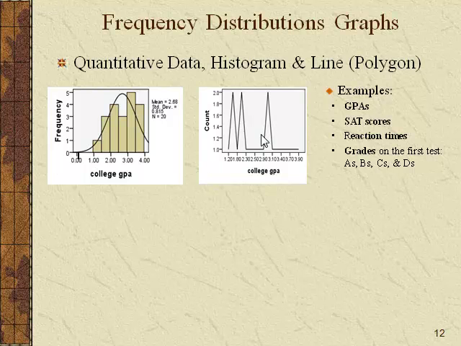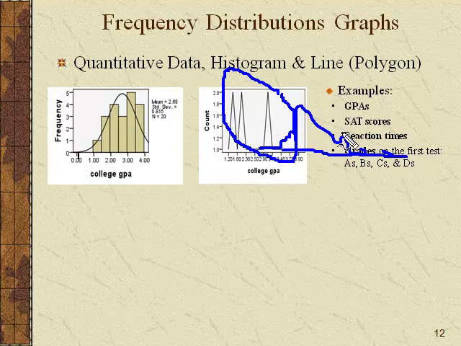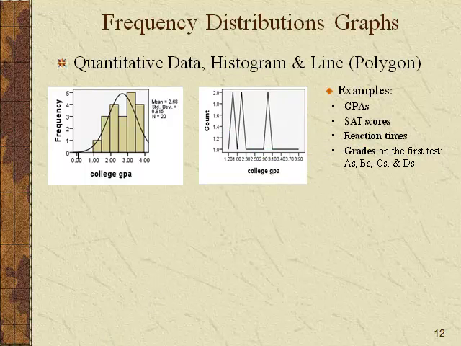Same data here. This time it's a line graph that we're getting, and oftentimes this will form a certain kind of shape that we'd call a polygon. So line and polygon are the same thing. And then some examples would be GPA, SAT scores, reaction times, grades on the first test. These are all quantitative things that you could graph either with a histogram or a line graph.